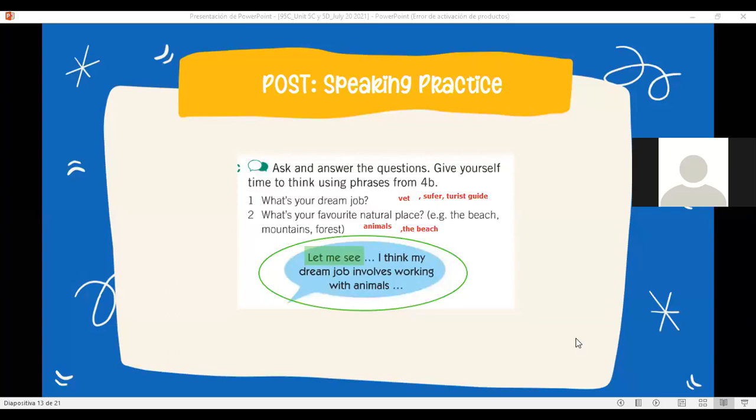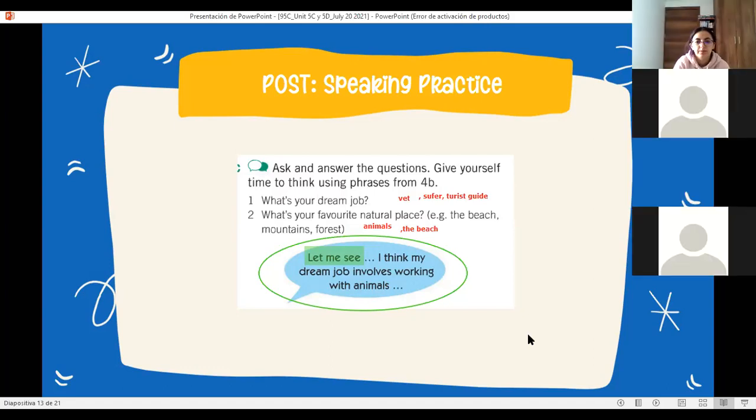This is the group work. You can now enter your groups, guys. Ya pueden ingresar a sus grupos y empezar a compartir sus respuestas, okay, guys? Enter your groups.